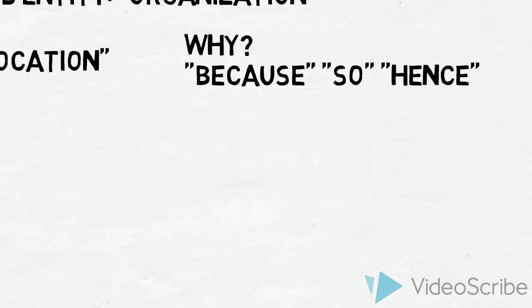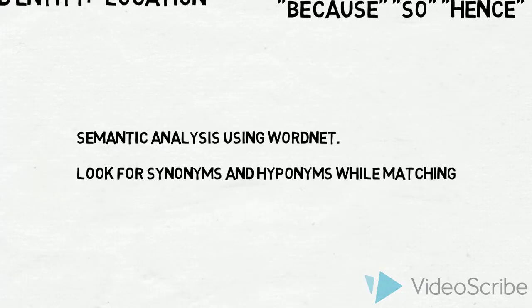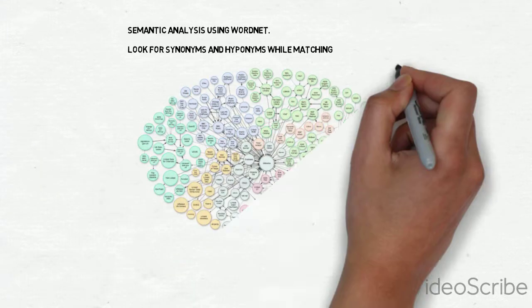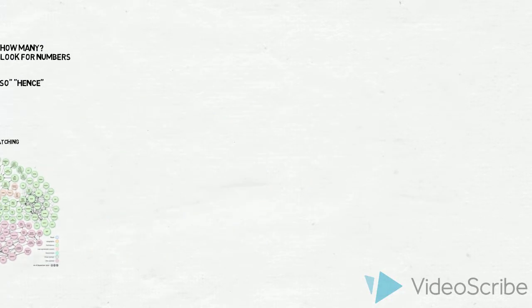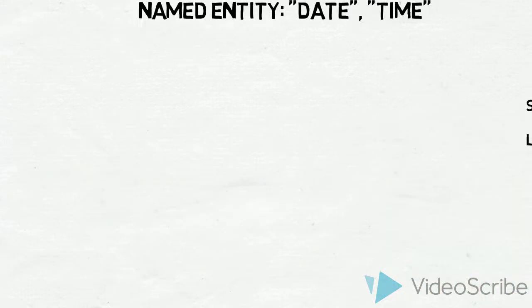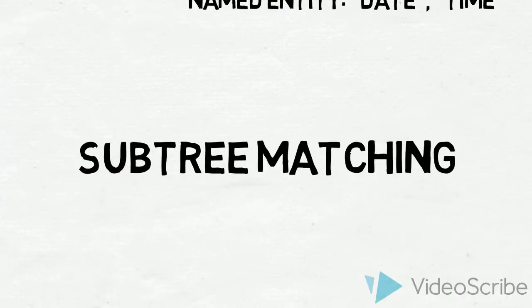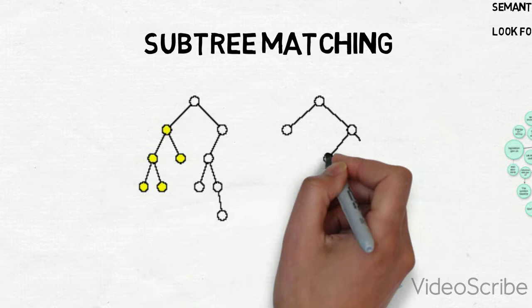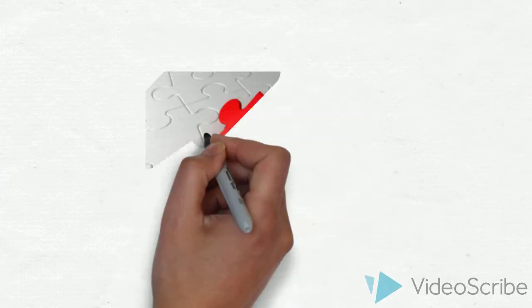We also use WordNet to do a semantic analysis and match similar sentences. For example, what is the height of Mount Everest is the same as how tall is Mount Everest. Finally, we do subtree matching to be entirely sure about the answer. All the above processes are sorted and the candidate with the maximum score is the most likely answer for the question.